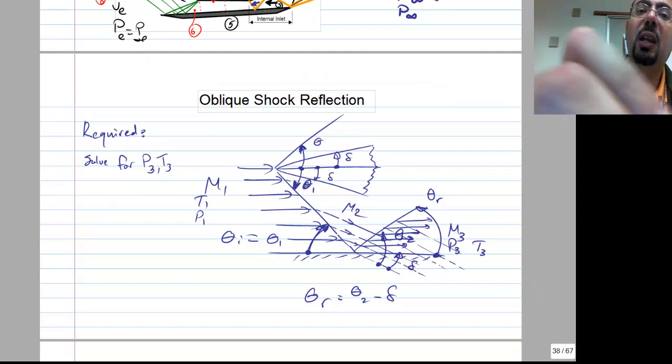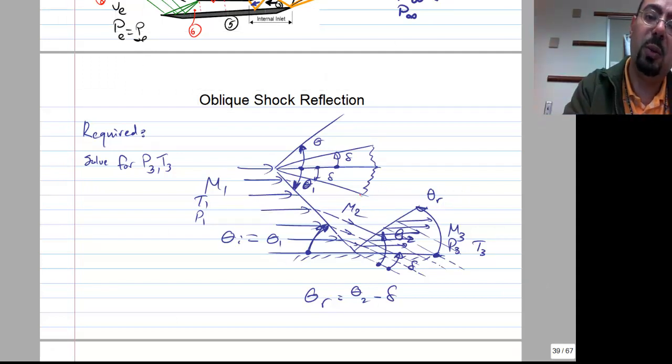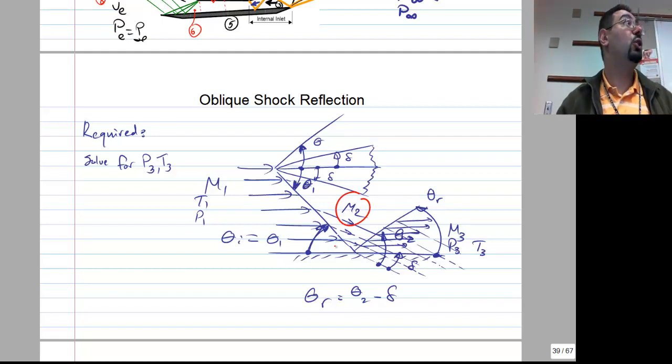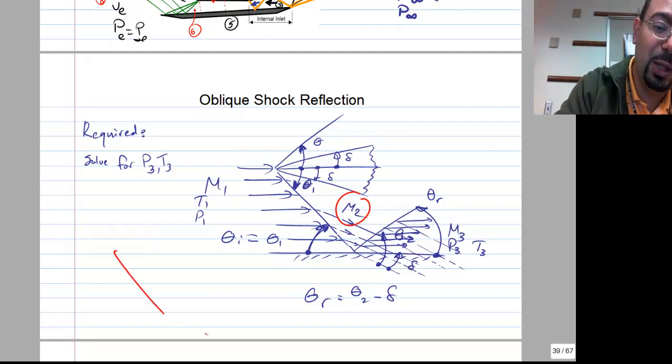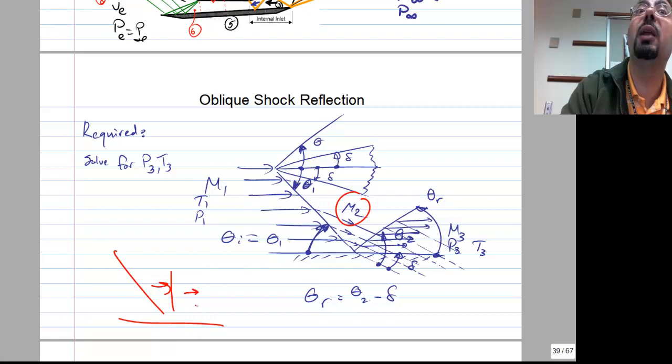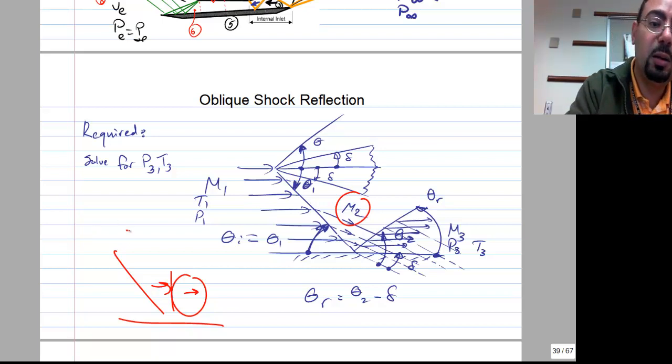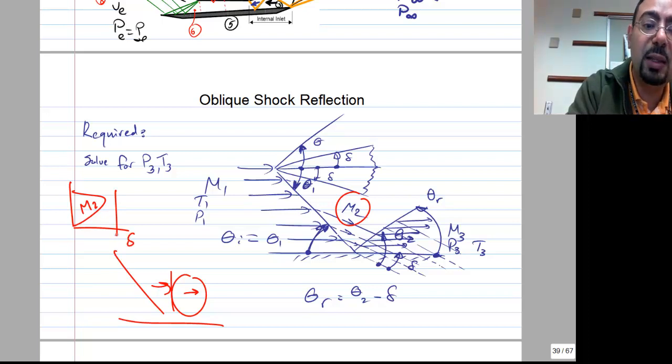What if M1 is really, really small? Sorry, what if M2 is really, really small? What do you think will happen? No oblique shock. So what will happen is basically the oblique shock will come like this, but it cannot reflect. It will actually have a normal shock standing for it. And then the flow here will become subsonic. Okay? Why? Because that Mach number, M2, doesn't intersect with that delta.